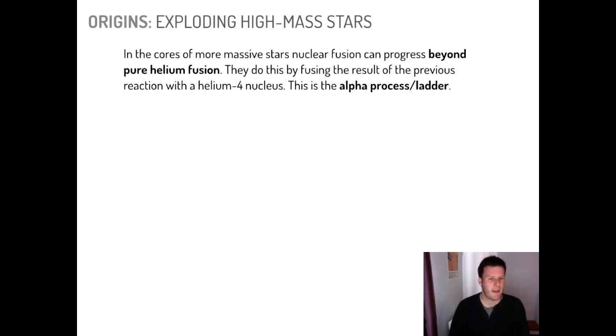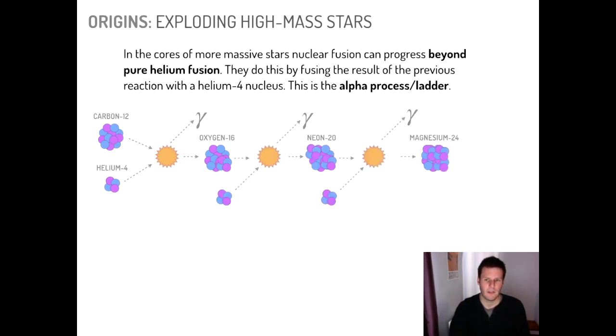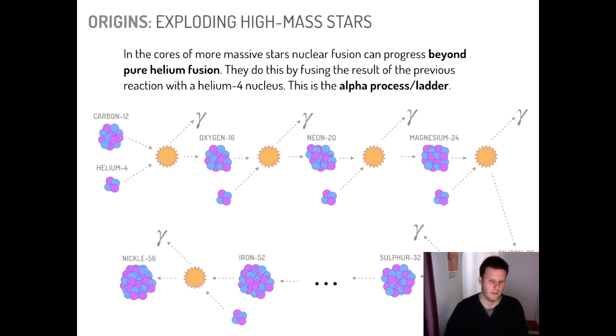Now, in stars more massive than the Sun, the cores are eventually able to reach higher temperatures so we can progress beyond pure helium fusion. They do this by fusing the result of the previous reaction with another helium-4 nucleus. This is something called the alpha process or ladder. To give you an idea what happens here, we can see this. For example, we can take carbon-12 and fuse that with another helium-4 nucleus to form oxygen-16, and so on, all the way up here to iron and nickel.